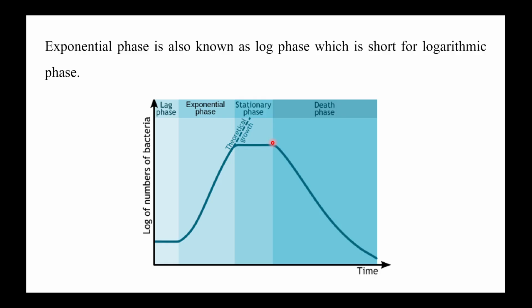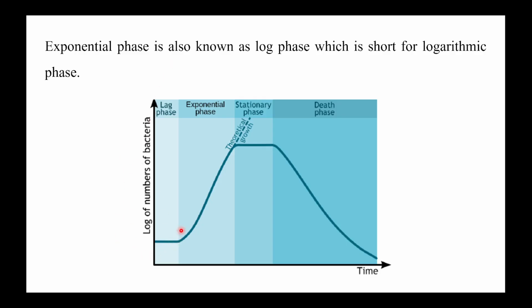Now eventually there will be a point where the cells will die. In the stationary phase, the cells are neither growing nor dying. So it is stationary. It is not increasing in number, but it is also not decreasing in number. But in the death phase, cells are actually decreasing in number.